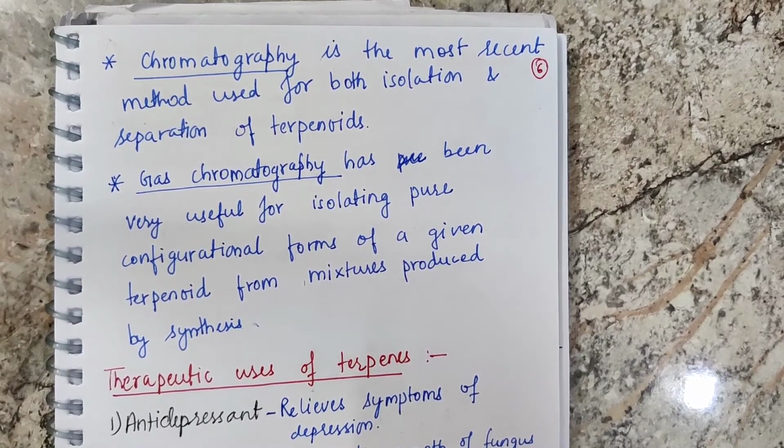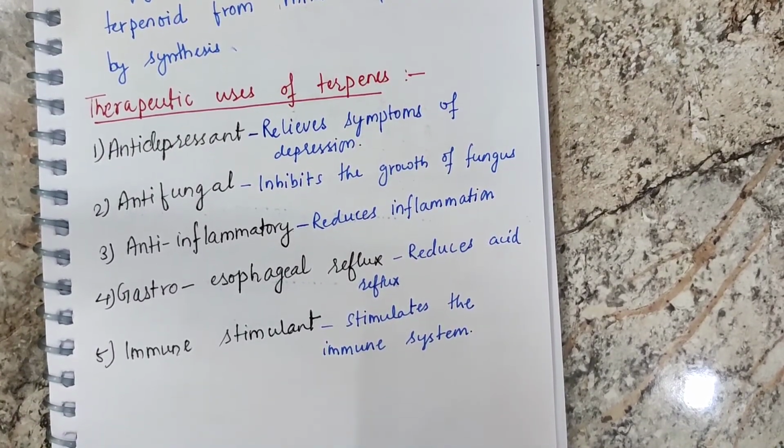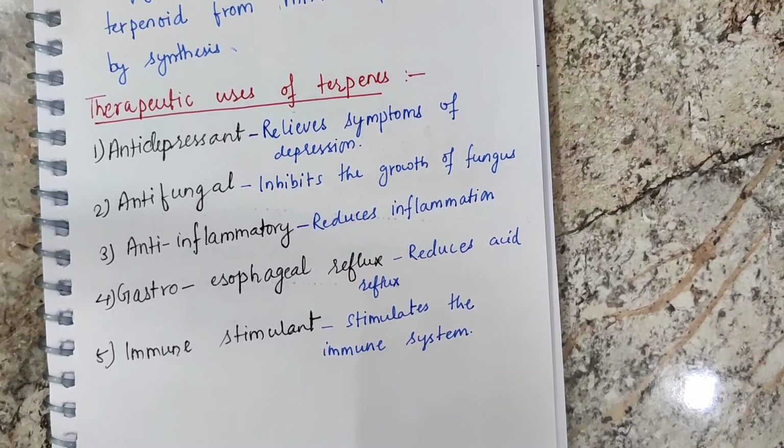Now if we see the therapeutic use of terpenes, they could be used as antidepressant, antifungal, anti-inflammatory, and for gastroesophageal reflux. Gastroesophageal reflux is acid reflux. Some people say they have acidity, so that is called gastroesophageal reflux. And immune stimulant, so it can also boost your immunity. So these are the therapeutic uses of terpenes.